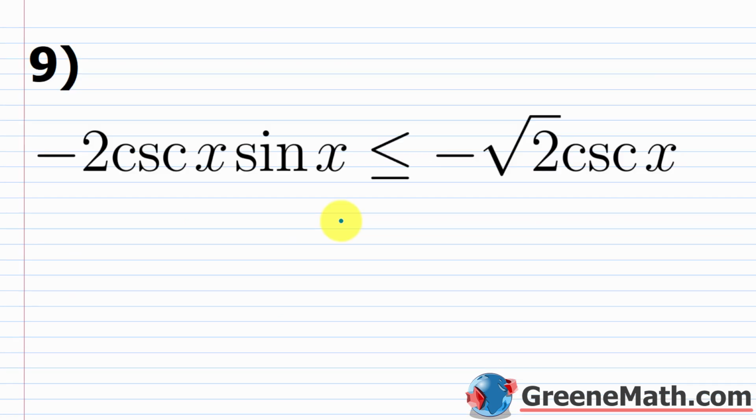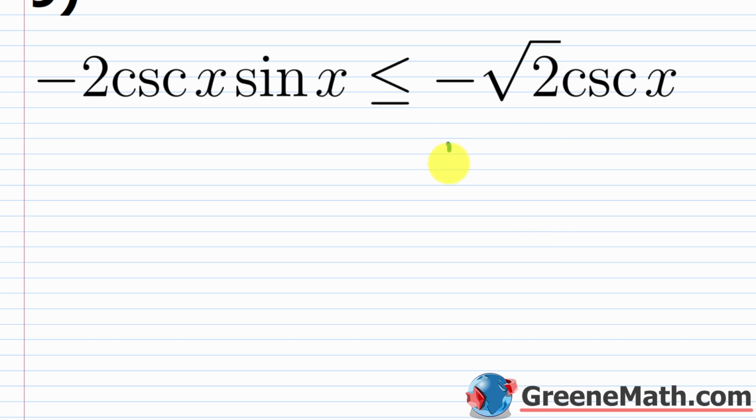All right, let's take a look at problem 9. So here we have negative 2 cosecant of x sine of x is less than or equal to negative square root of 2 cosecant of x. All right, for this problem, you can solve it in quite a few different ways. The first thing I'm going to do is just add the square root of 2 cosecant of x to both sides of the inequality, just to get things started.